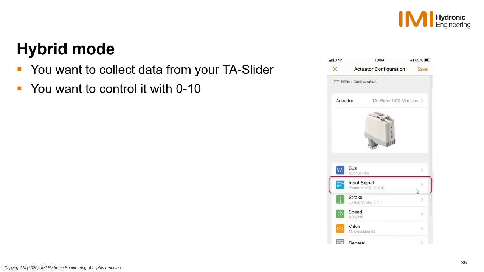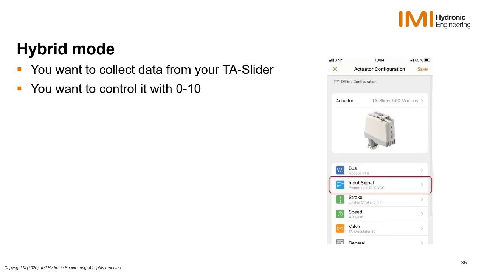So if I go back to the main menu now, you can see it's different here. The input signal is proportional 0 to 10 instead. So now it will have this C cable connected to it to have a 0 to 10 volt input. And the slider will not respond to a bus input on the position now, but on this 0 to 10 volt input instead. So that's the first example I had, the hybrid mode.